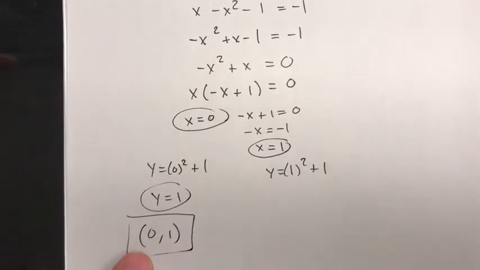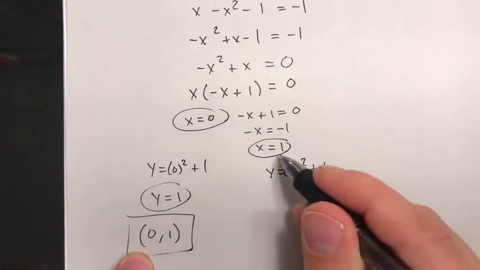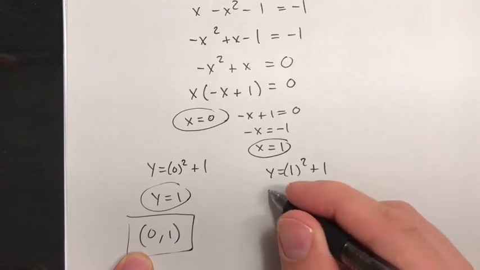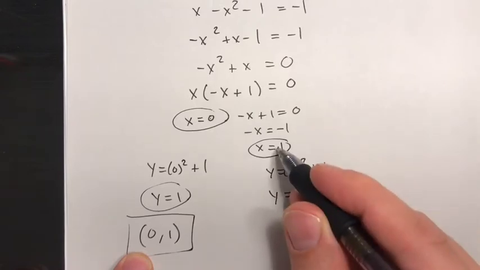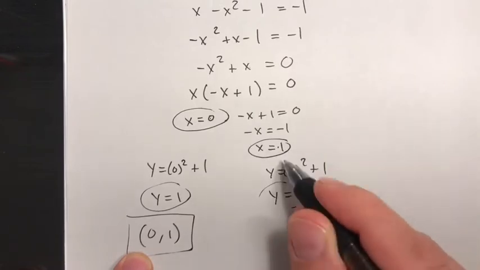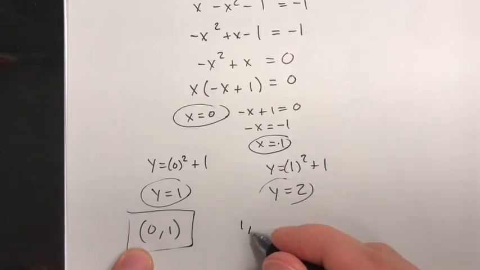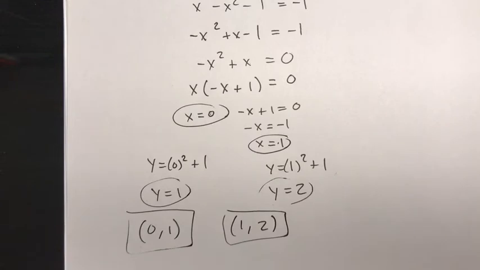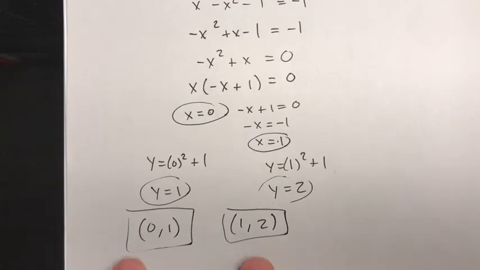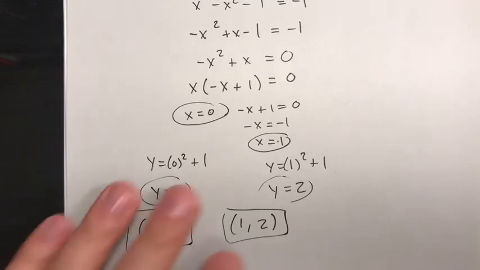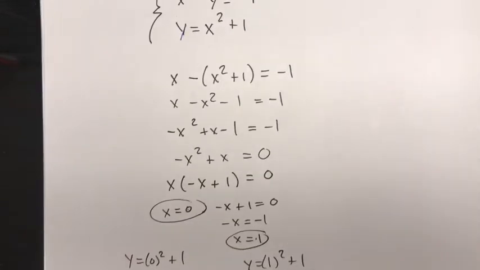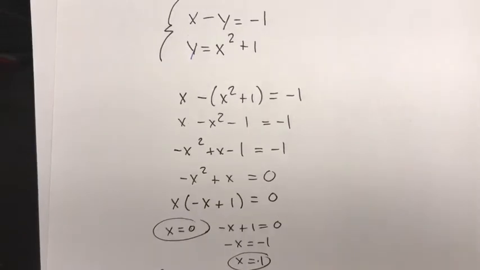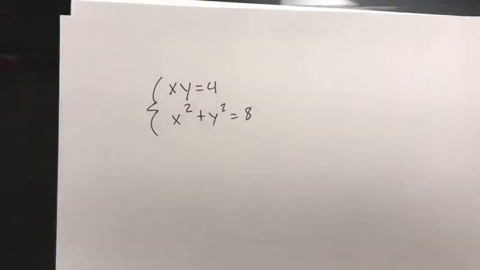That's the way I want you to show your work or show your answer. And then when I plug in 1, I get 1 squared, which is 1, plus 1 is 2. So I plug 1 in, get 2. There's my other ordered pair, so 1 comma 2. So here's an example of a nonlinear system of equations. The reason I know it's nonlinear is because I definitely got more than one answer. Okay, so there's example number 1 for you. And let's just go on to example number 2.